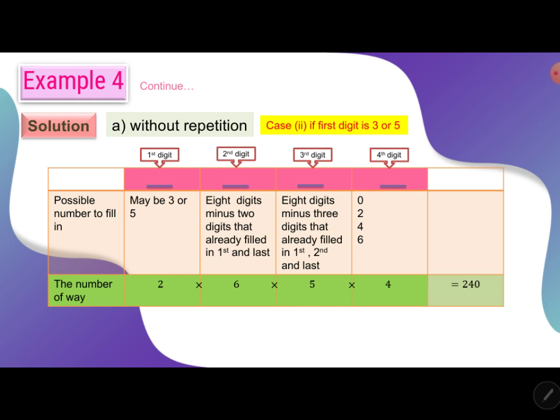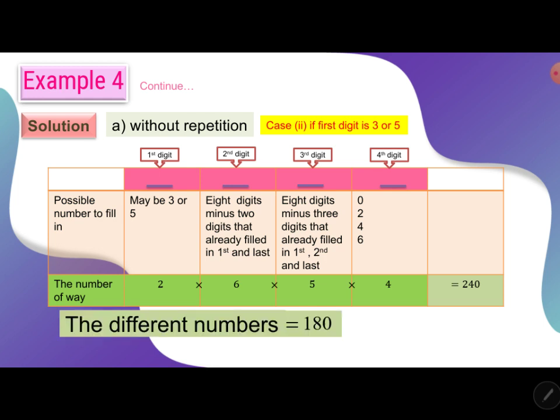So the number of ways that we can arrange this is 240. The final answer is the sum of the first case, which is 180, and the second case, 240, which is equal to 420. Okay, this is without repetition. We cannot repeat the numbers that we have used.